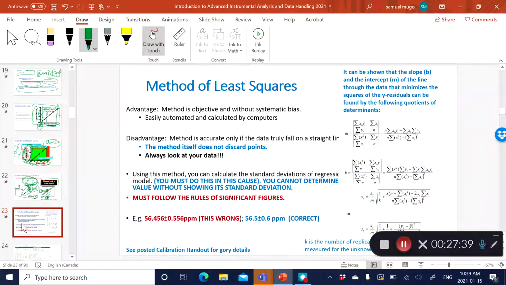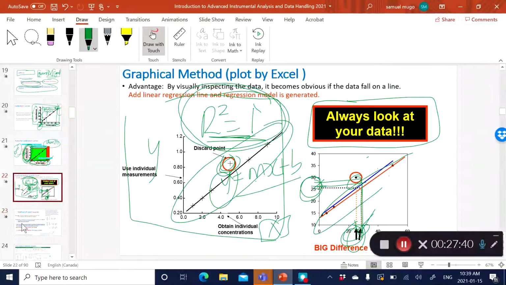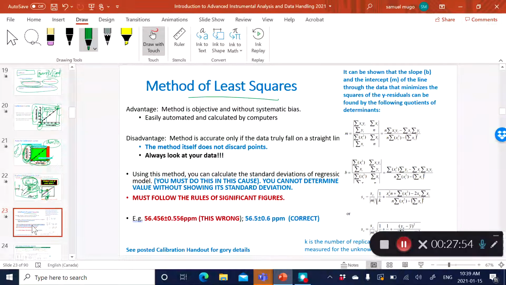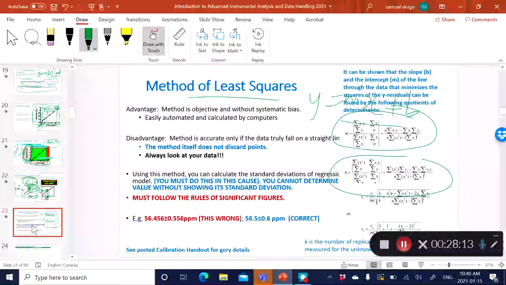Now, you can also determine your regression models without necessarily doing the graphical method, okay? That is the so-called least squares method, where you use this equation to calculate your m, which is the slope. Then you use this relationship to calculate the intercept. Based on that, you can determine your regression equation, and with the regression equation, you can determine your unknown.